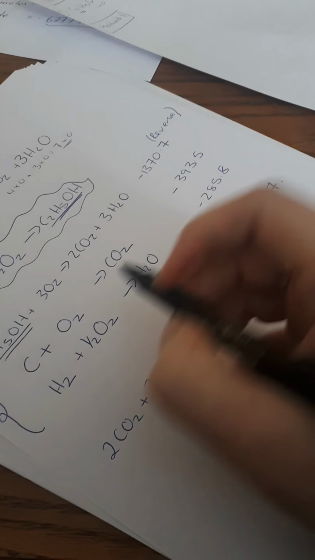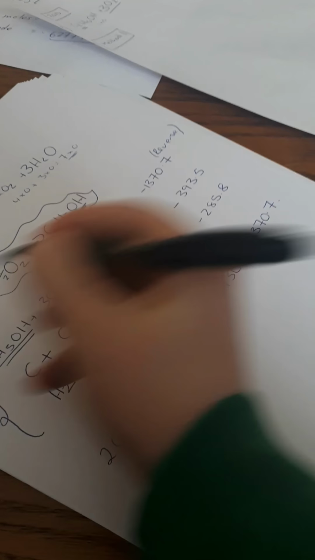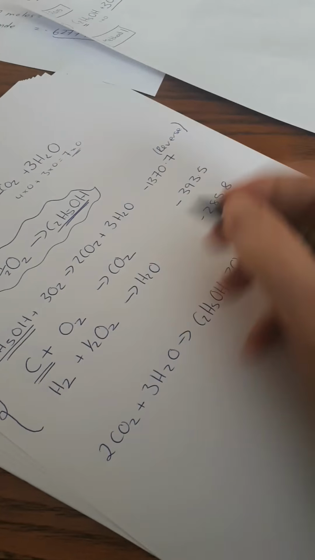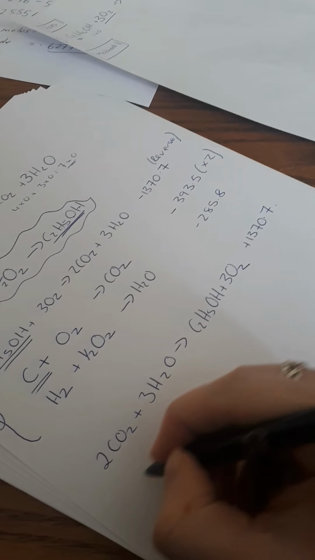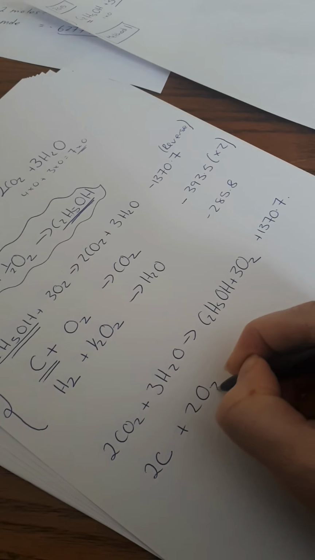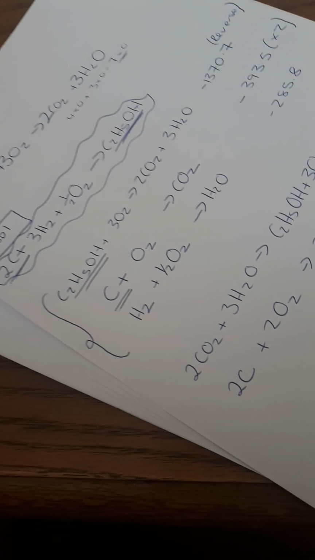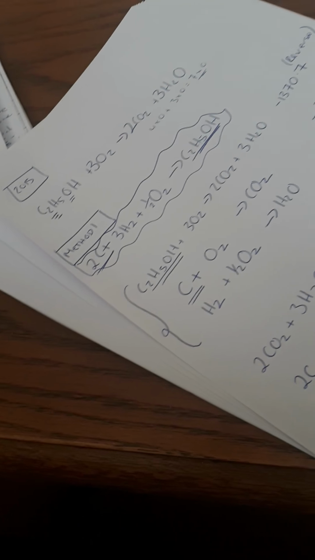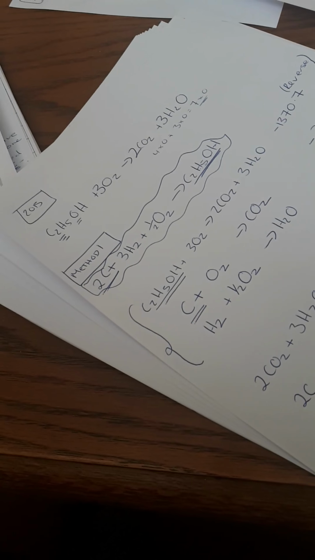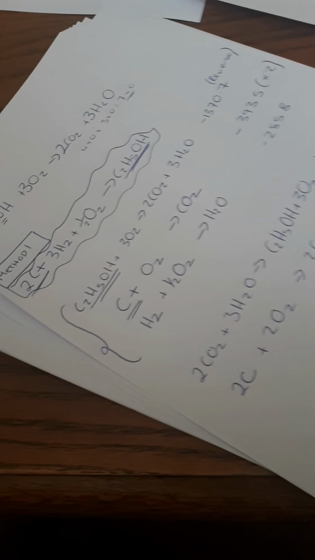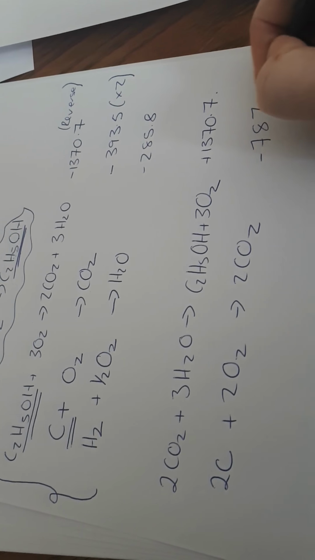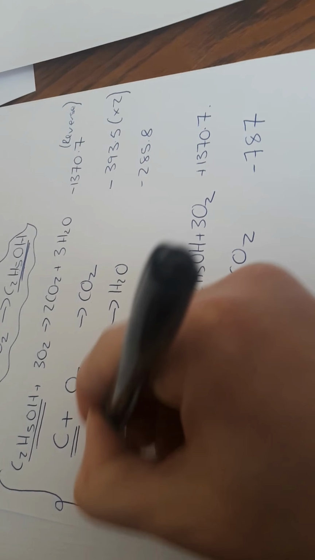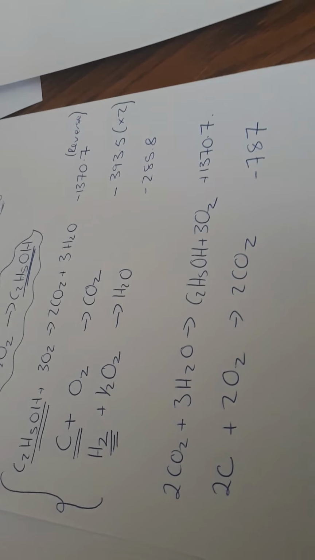Next one here is C plus O2 goes to CO2. And if I look, my C is on both the left-hand sides. So all I need to do here is multiply the whole equation by 2 and multiply my value by 2. So again, onto the calculator, minus 393.5 multiplied by 2 gives me minus 787.